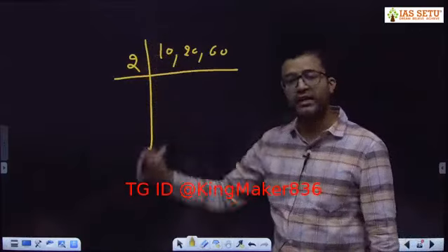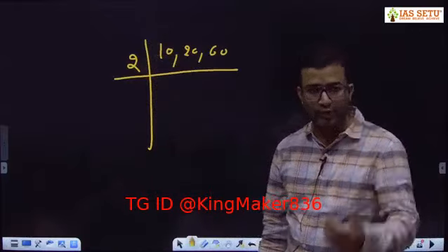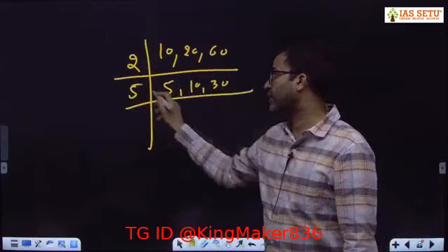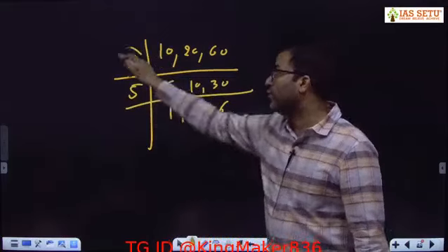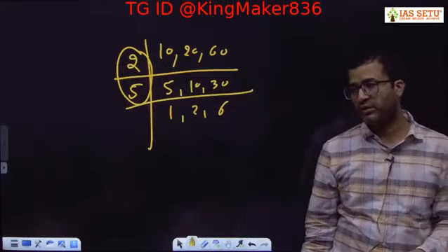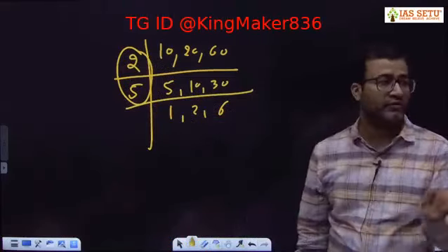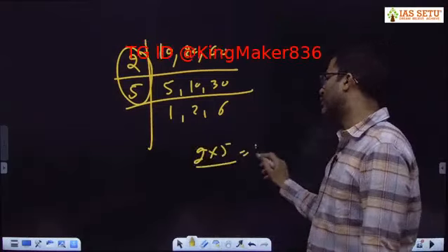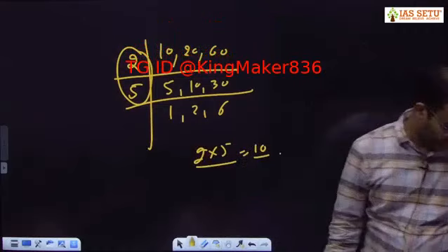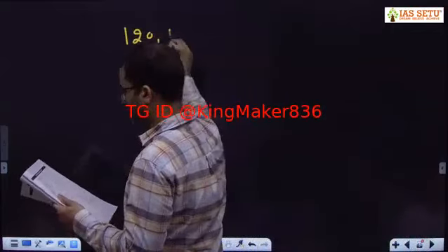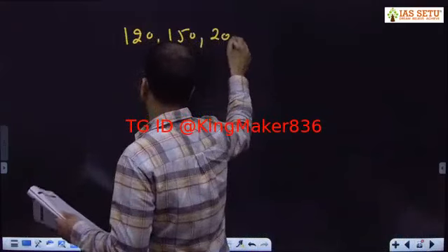Either you can take directly 10 common, but if you want to go step by step, it is 5 10 30, you take 5 common, 1 2 6. So you have taken 2 as a common factor, you have taken 5 as a common factor, but 2 is common from all the number, 5 is also common from all the number, so your HCF is 2 into 5, 10. Now you try. What is HCF of 120 150 and 200?